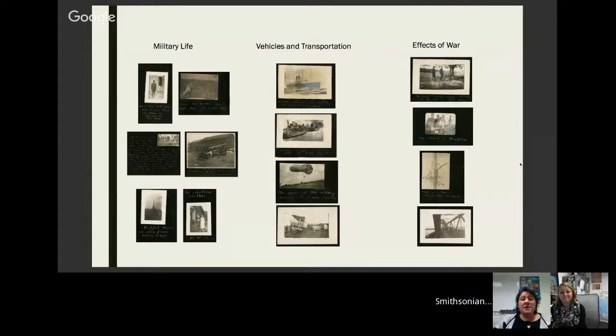The vehicles and transportation of World War I is fascinating. As many of you know, it's the last time we use horses. It's the first time we use tanks. So there's this interesting mix of transportation and vehicles and weapons that are visible in this album that talks about technological change and the impact of technology on warfare.